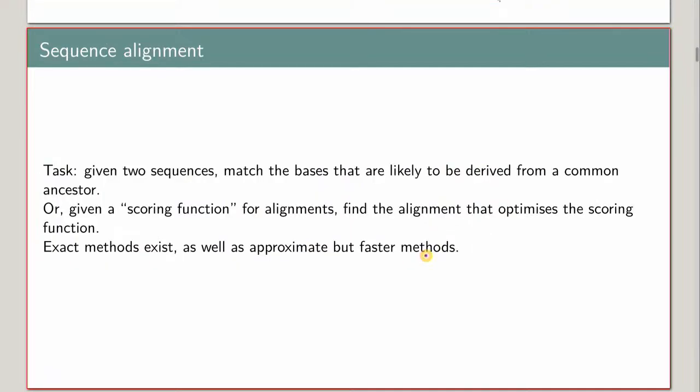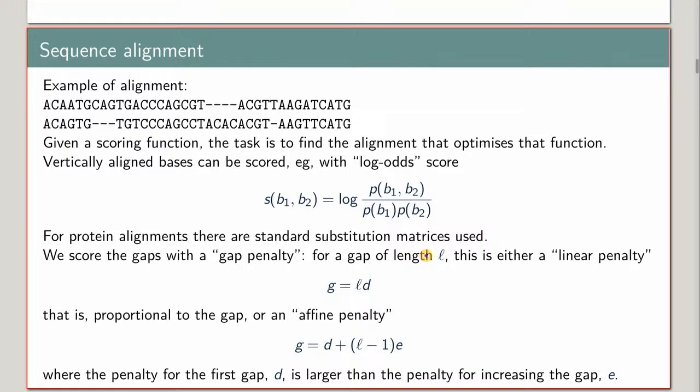I'll start with sequence alignment and then with how to do this. The sequence alignment task is, given two sequences, match the bases that are likely to be derived from a common ancestor. For example, these might be two sequences you have. Somebody gave you two sequences like this, but they asked you to align them and your answer is this. What this means is that everything that's vertically aligned, you believe is conserved from some common ancestor. And whatever is not vertically aligned, a dash basically means you've padded out one sequence to satisfy the alignment.